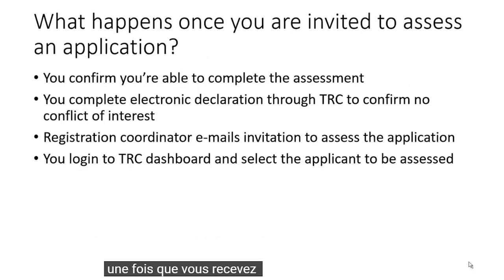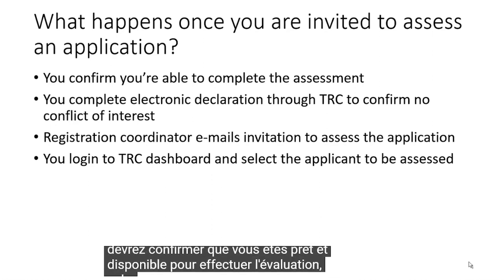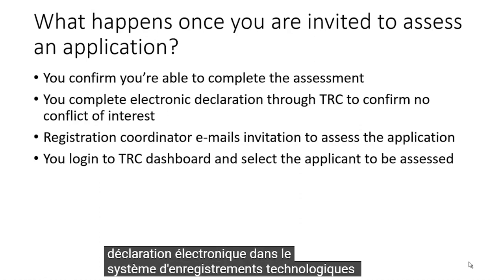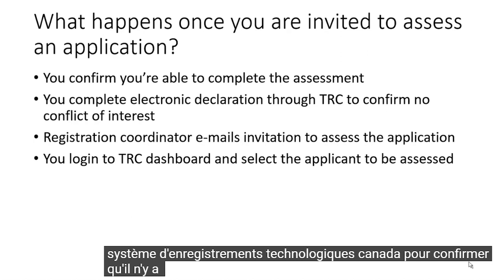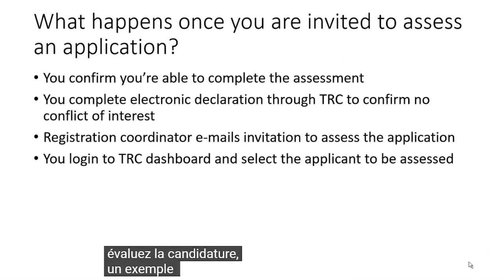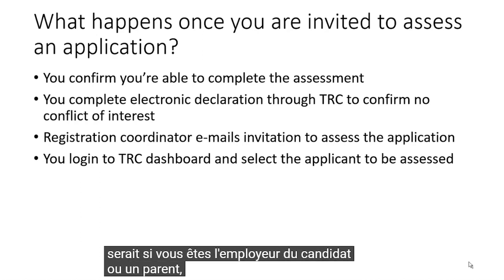Once you receive the email, you'll need to confirm that you're willing and available to complete the assessment. This will include completing an electronic declaration in the Technology Registrations Canada system to confirm there is no conflict of interest if you assess the application. An example of a conflict of interest would be if you're the applicant's employer or a relative.